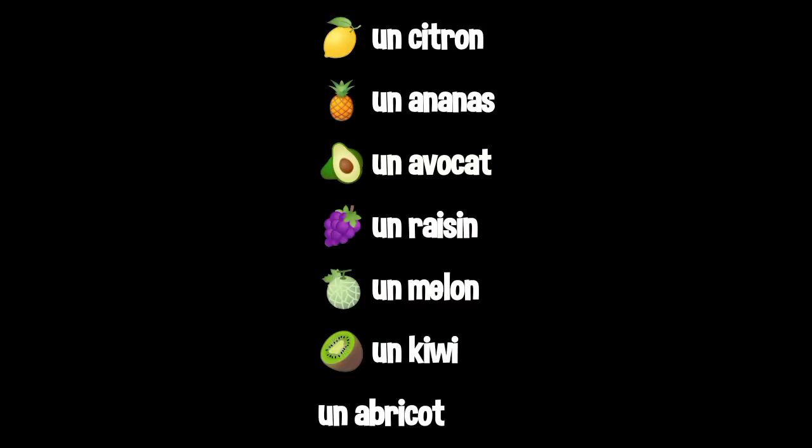What is a lemon in French? Un citron. How about a pineapple? An ananas. How about an avocado? An avocat. And a grape? Un raisin. A melon? Un melon. A kiwi? Un kiwi. And an apricot? An abricot. Well done. Let's do some practice activities that will help us to master those words.